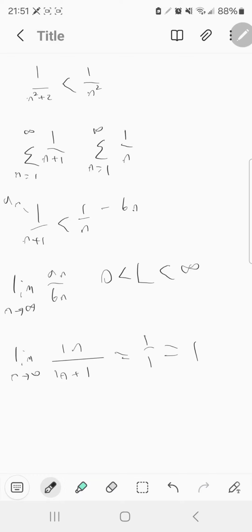But from this, we can tell that this limit is equal to 1, which is greater than 0 and less than infinity. So what that says is that these two series right here behave the same. So since they behave the same, if this one diverges, then this one also diverges due to limit comparison, because we cannot directly compare them.